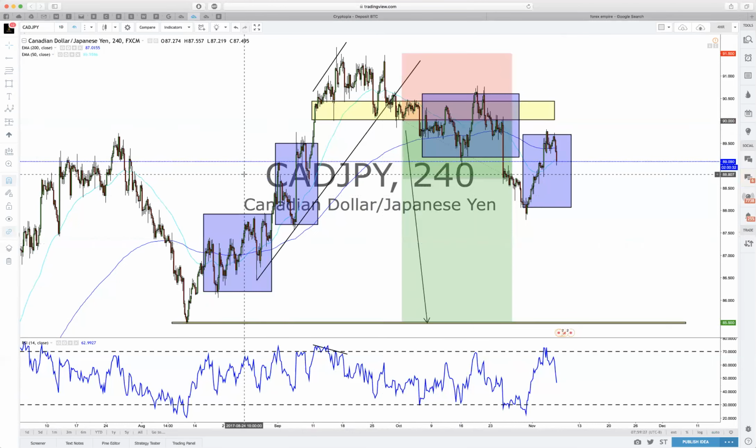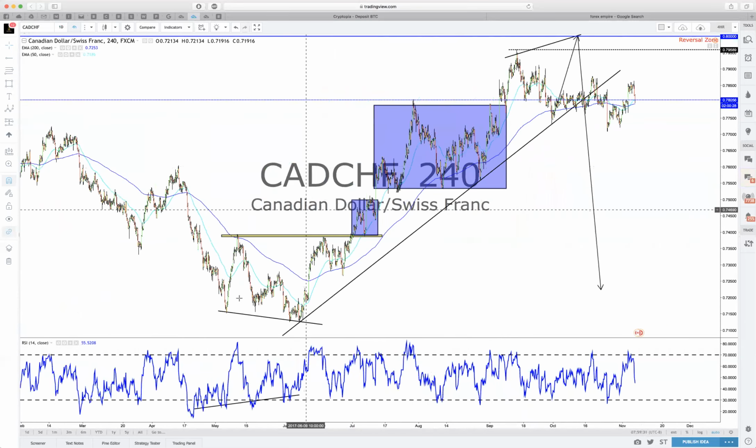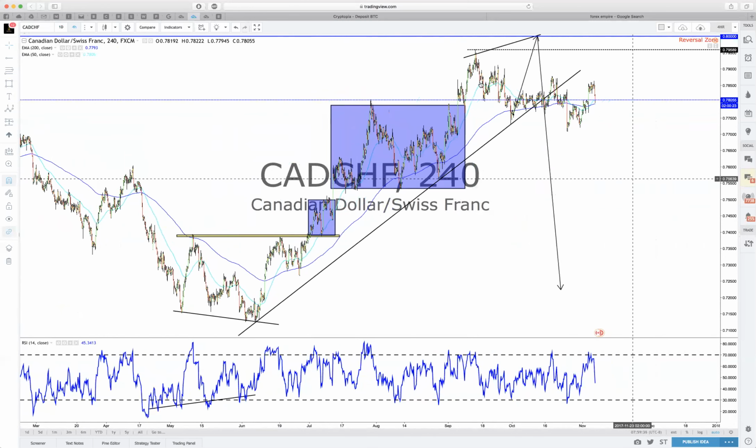CAD CHF. All right, CAD CHF, same thing. W, level 1, level 2, M formation. We're just waiting for the reversal zone to break out, and we'll look for a sell.